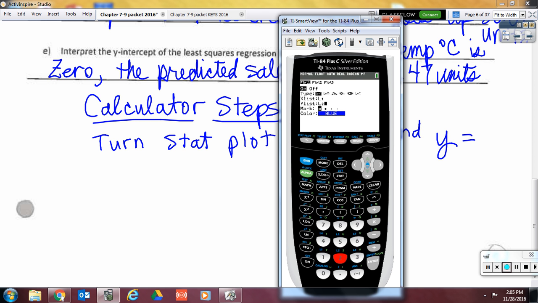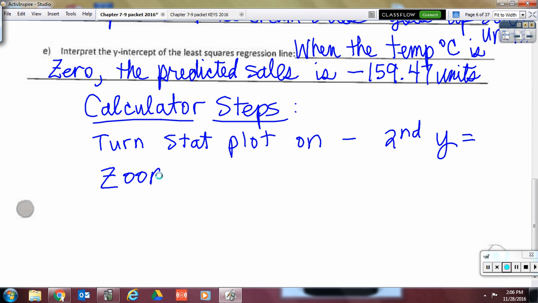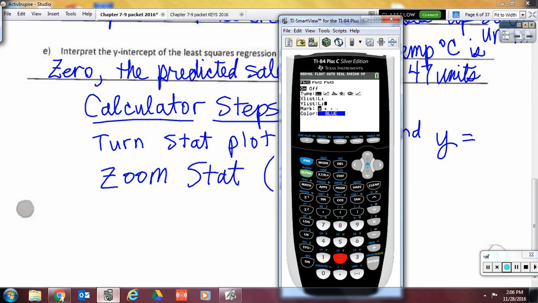Okay, next, the calculator will do a nice, beautiful window for you. It will be all set if you press Zoom Stat, which is Zoom 9. So let's look at how that goes. Zoom 9, and it should look like that. Okay, so if you do have an error, then I need to help you with that.